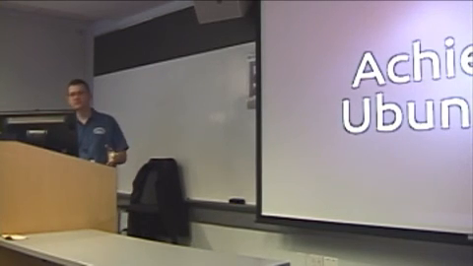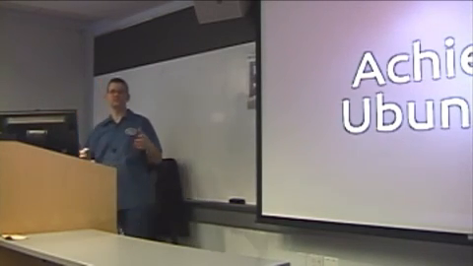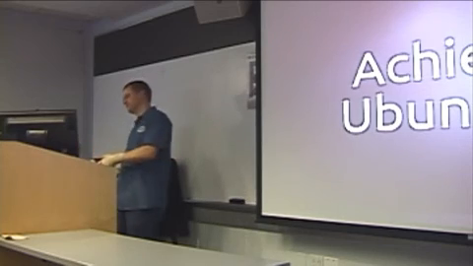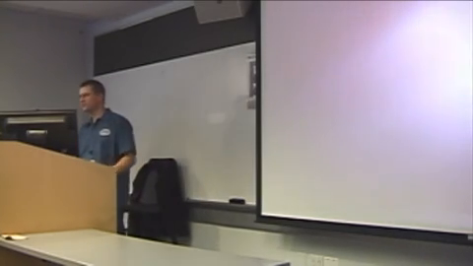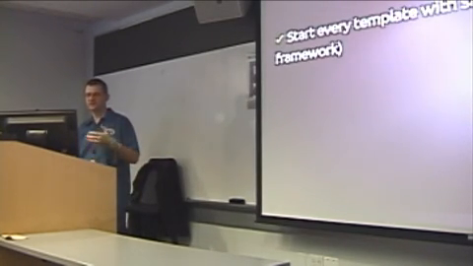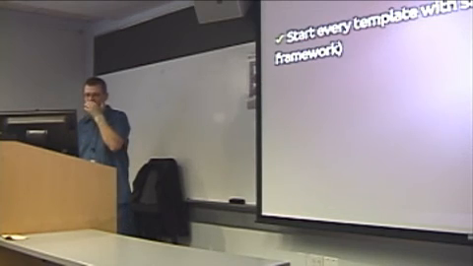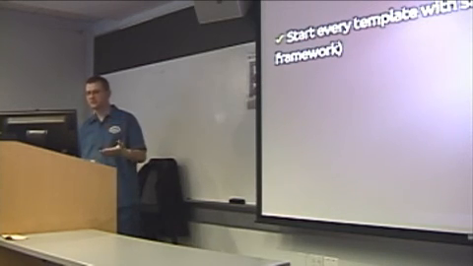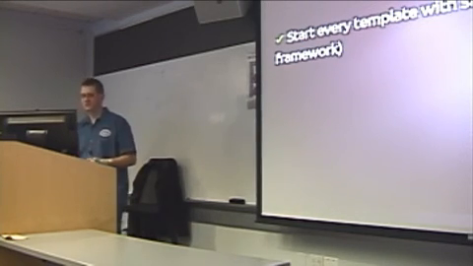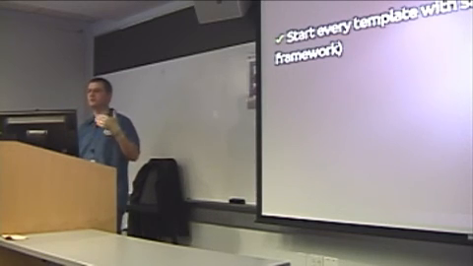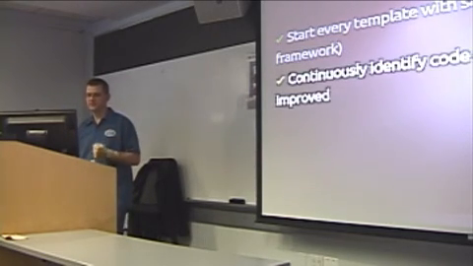So achieving Ubuntuism, also known as rapid template development for the Joomla CMS. Really, it's what we just talked about. It's a process and a mindset. The process is we start every new template with the same foundational code, and then we improve upon that, we build upon that.